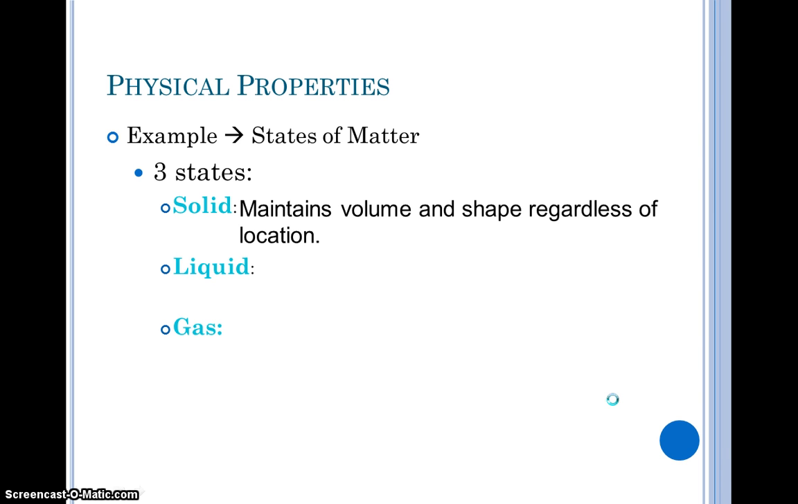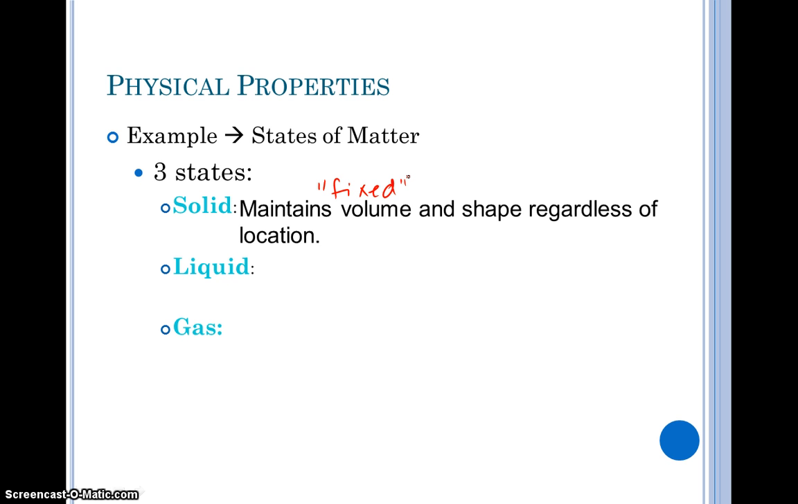If we have a solid, what that means is it maintains its volume and shape regardless of location. So we call that being fixed. You have a fixed volume and you have a fixed shape. So if we think of a rock, whether I have that rock outside on my sidewalk or I bring it inside to my house, the rock is going to stay the same shape. That's how we know it's a solid, because the volume is fixed and the shape is fixed.